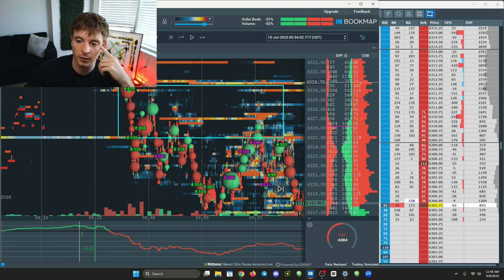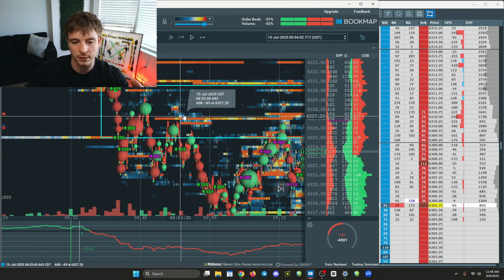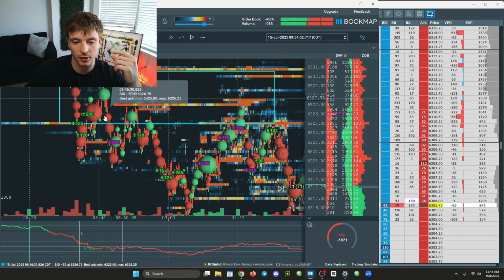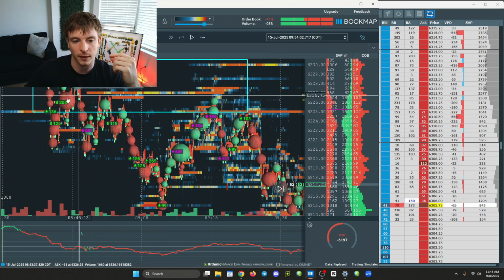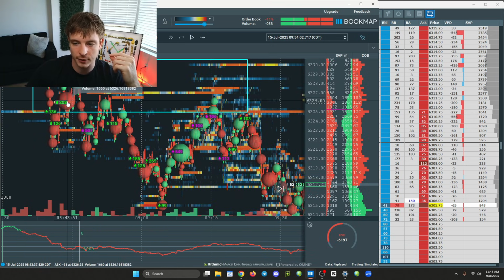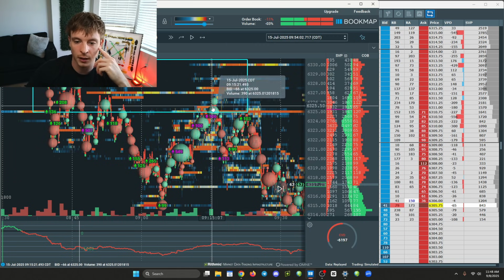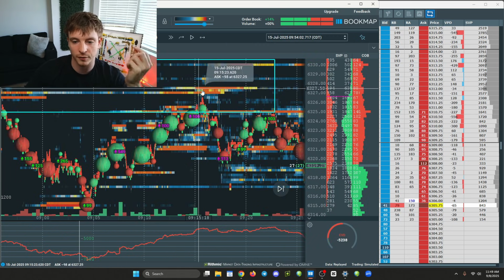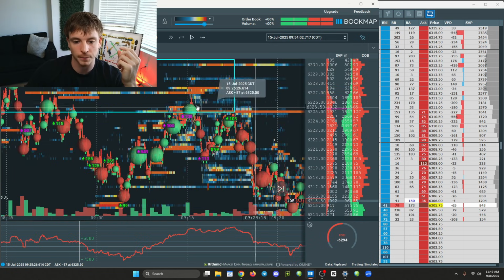So we formed an area of low volume. We came back up into this low volume. We see that sellers are defending these prices. We have this anomalous activity at the 26, sold off from it, come back up into this LVN. Couldn't fill these offers. We had some absorption up here.